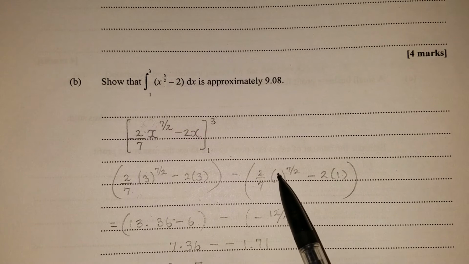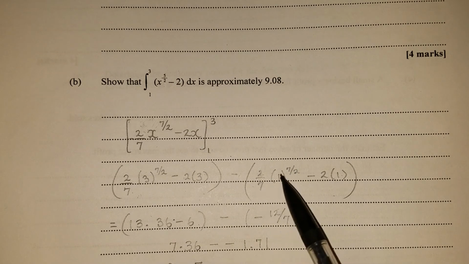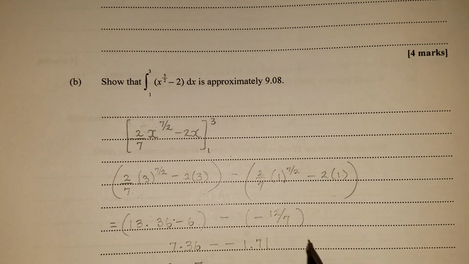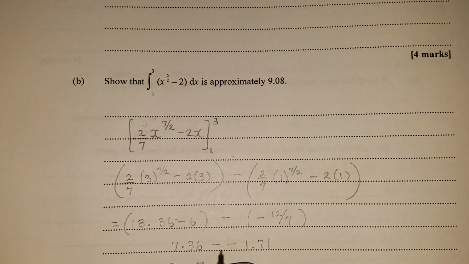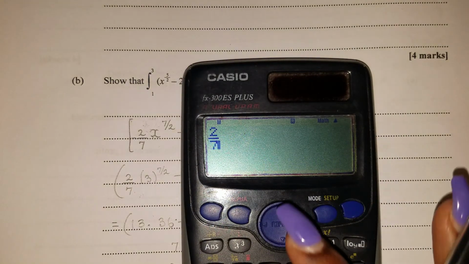Now for the lower limit, 1 raised to anything is 1, so this is 2 over 7 minus 2, which is negative 12 over 7.